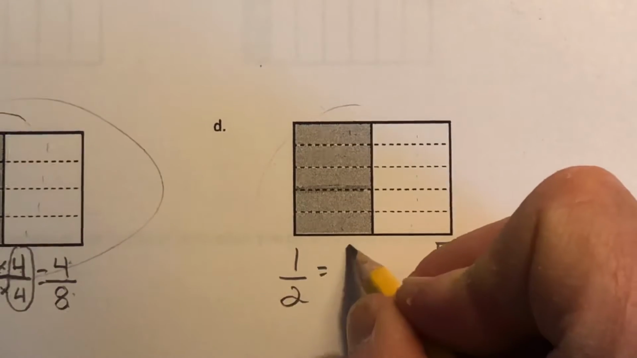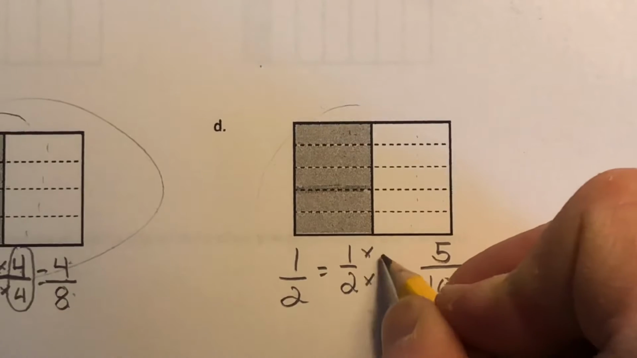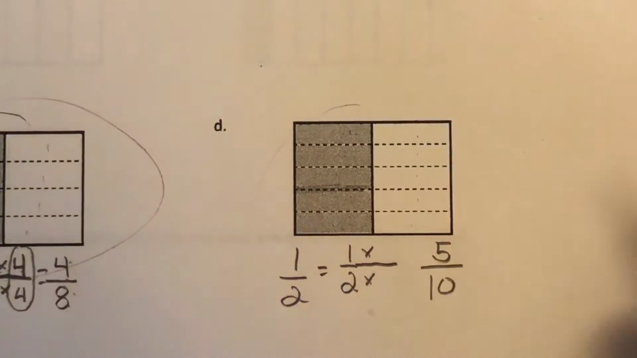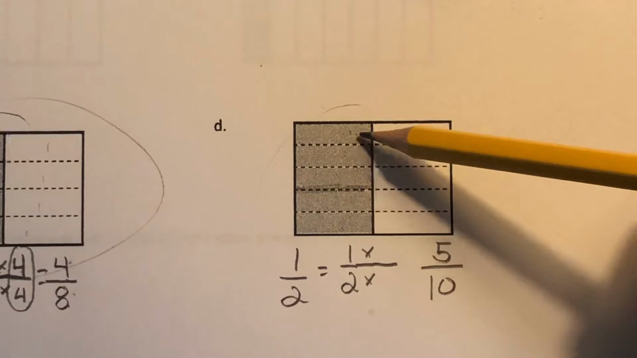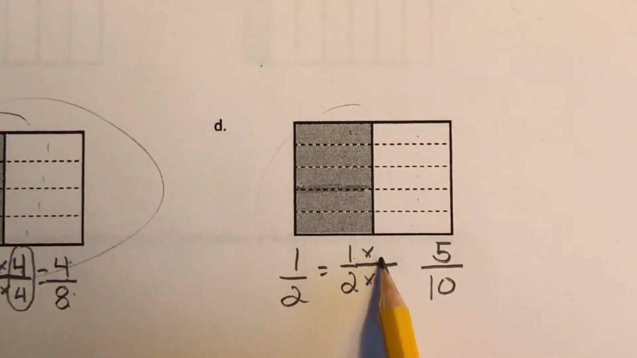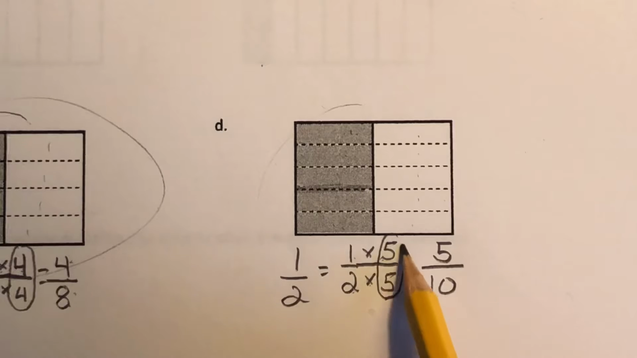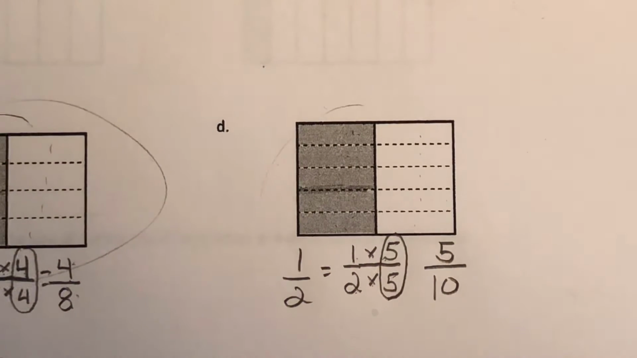So we took 1/2, decomposed it by multiplying it into smaller pieces, right? What did we multiply both the top and the bottom line by? 1 times 5 equals 5, and 2 times 5 equals 10. So we multiply both the top numerator and denominator by 5 to get 10. Okay?